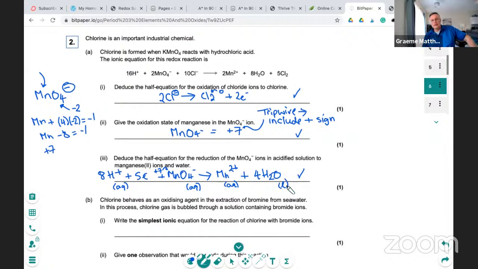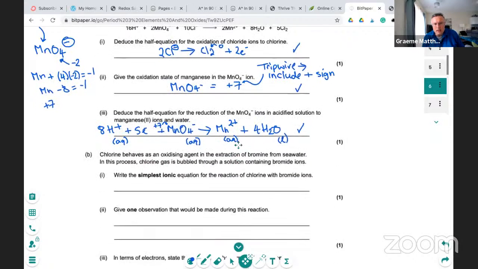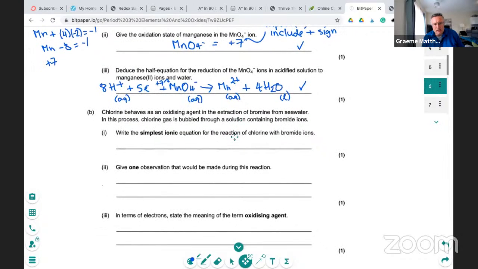All right, then. Now, this one, let's scroll down a little bit. All right, so let's see, chlorine behaves as an oxidizing agent. The extraction of bromine from water. Chlorine gas is bubbled through a solution containing bromide ions. So chlorine gas, yes, and it's got to be a solution of bromide ions.